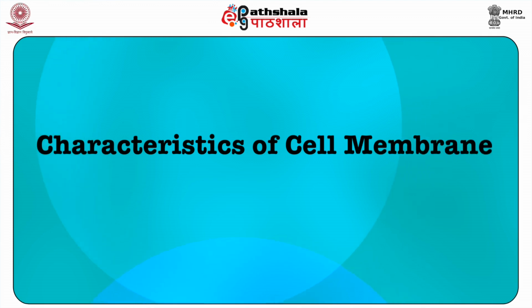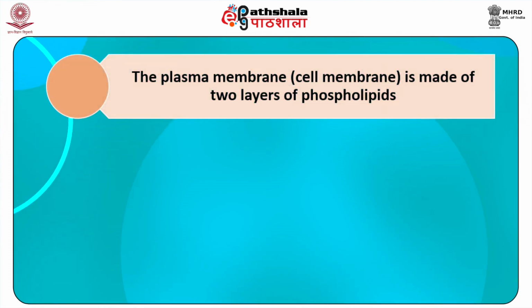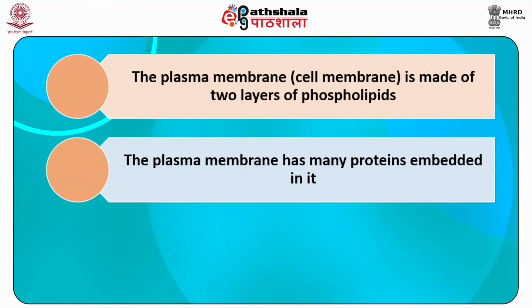Characteristics of cell membrane. The first one, plasma membrane or cell membrane is made up of two layers of phospholipid. Second, plasma membrane has many proteins embedded in it.